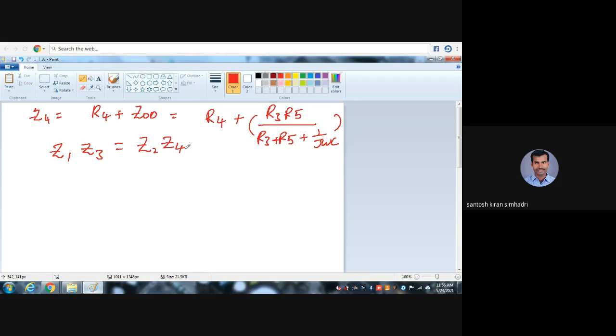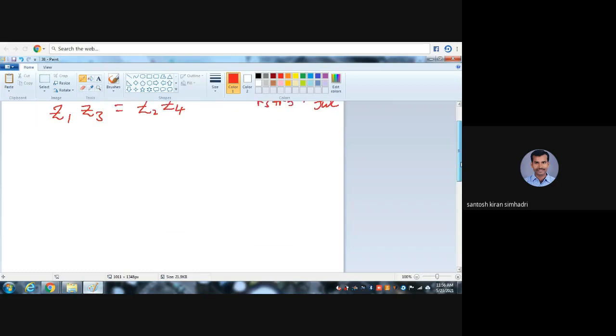Can anyone please help me, what is the expression for Z1? Yes, Z1 can be written as R1 plus j omega L1. What about Z3? Yes, Z3 is also called ZOC. So I will write R3 by j omega C over R3 plus R5 plus 1 by j omega C. Simply superb. I will extend this one.